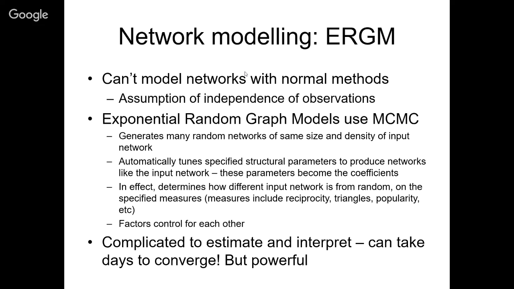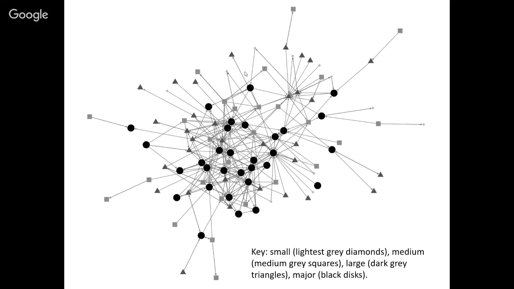So you can't model networks with normal methods. So we used a specific network modeling technique, exponential random graph modeling. It uses a type of estimation called MCMC, Markov chain Monte Carlo estimation. It's a simulation-based method, so it generates networks and tries to match them to the input network. I won't go too far into it. Feel free to ask questions about it if you want. It's a complicated method. It can be difficult to interpret, but they are quite powerful if you want to describe how networks really hang together without just looking at that and thinking, I don't know, it's too complicated.